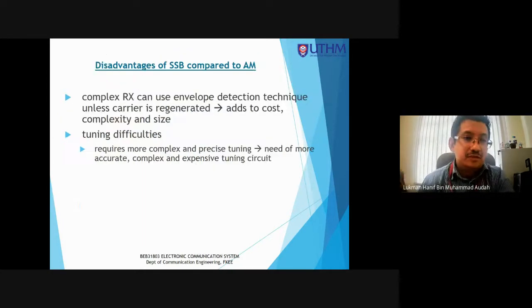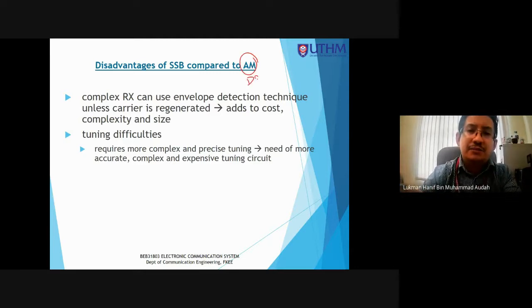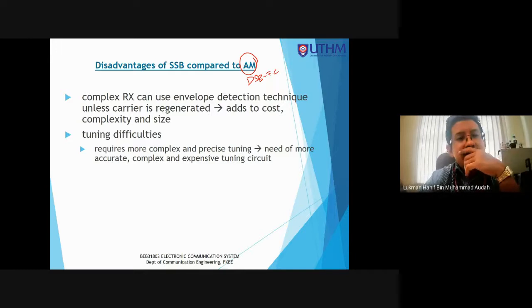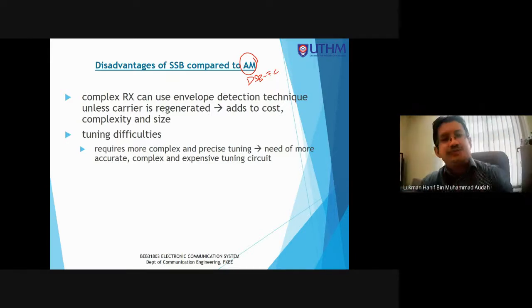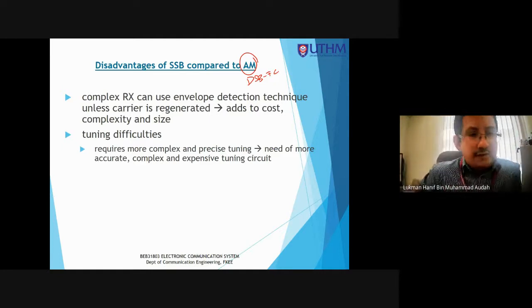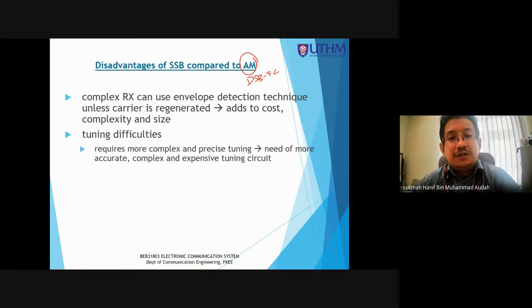Okay. What about the disadvantage of single sideband compared to the double sideband full carrier? Ini berbanding dengan double sideband full carrier. Okay. Dari segi disadvantage, signal, the circuit design for the receiver is more complex. Okay, for the SSB single sideband.